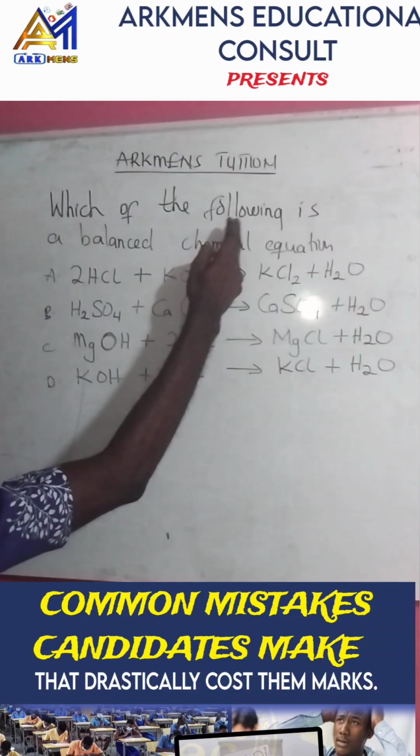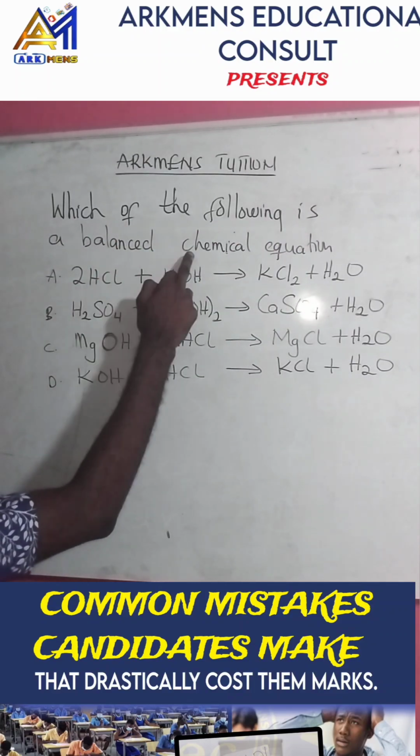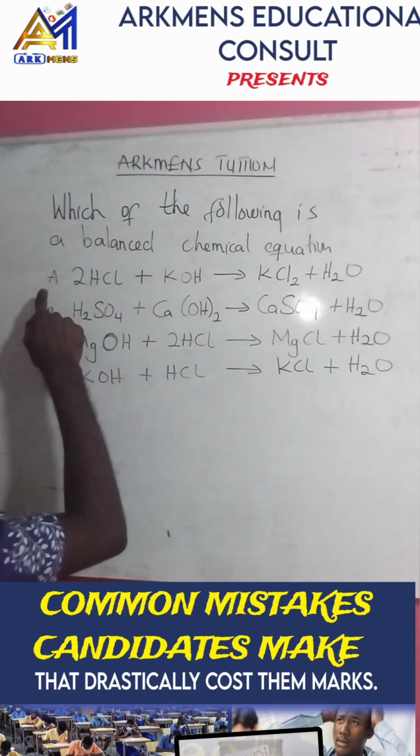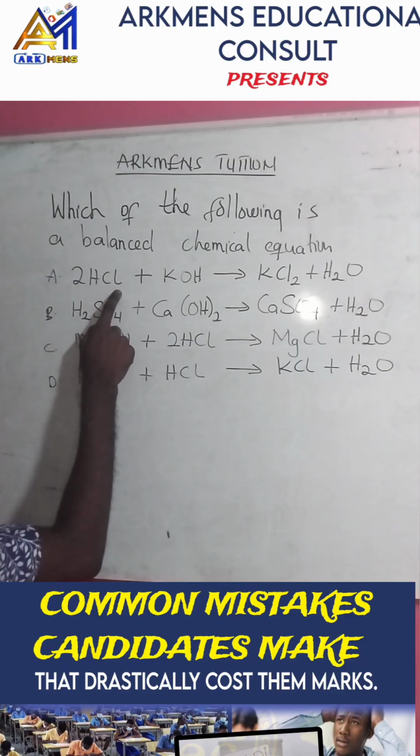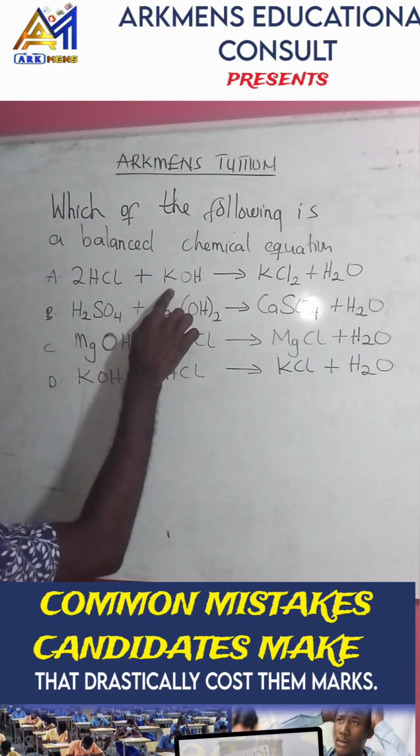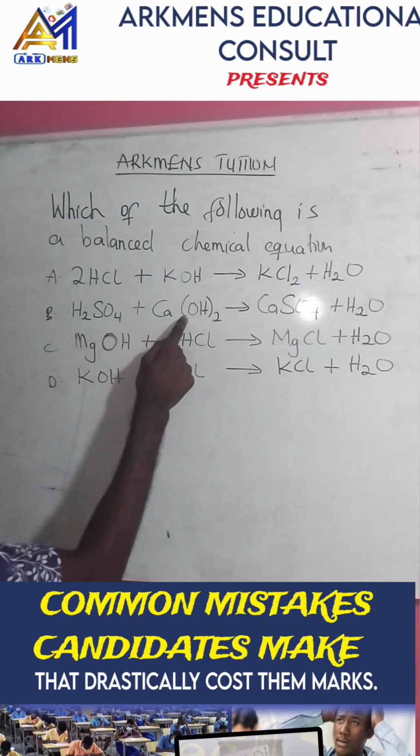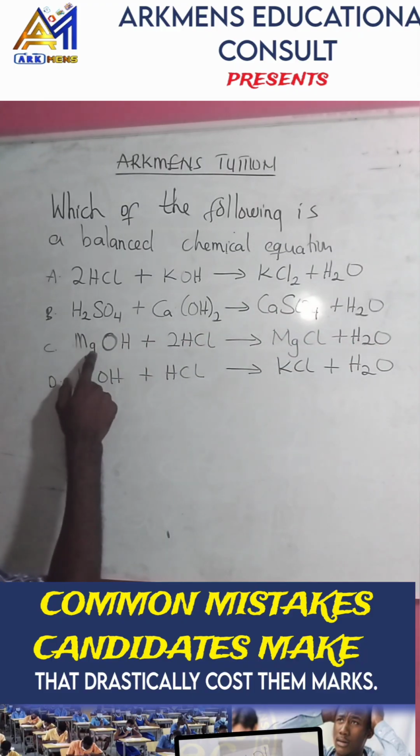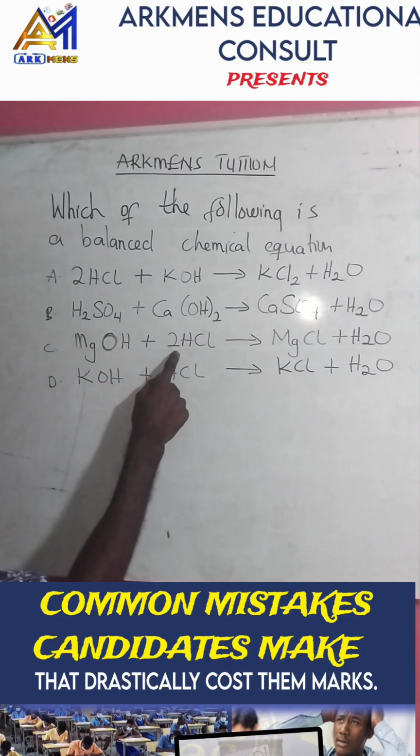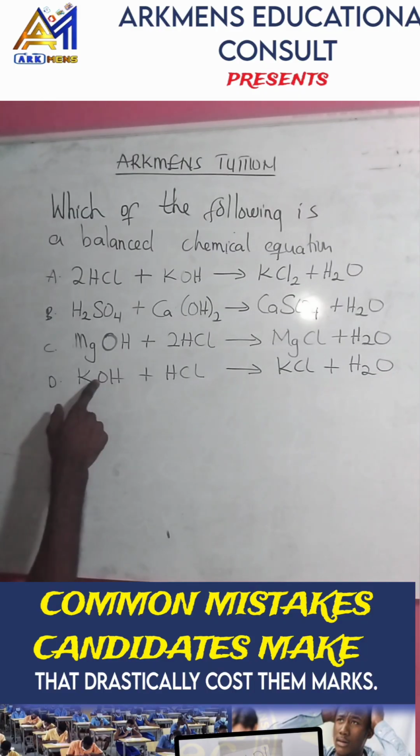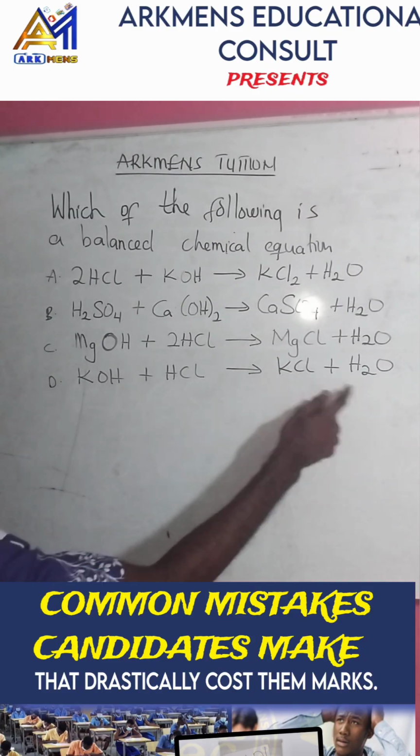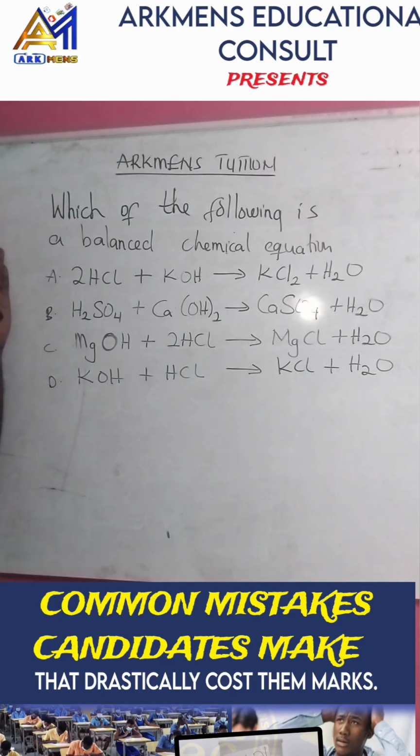Which of the following is a balanced chemical equation? So here we have A, 2HCl, which is hydrochloric acid, plus potassium hydroxide, giving this. We have B, H2SO4 plus Ca(OH)2, giving this. C, Mg(OH)2, which is magnesium hydroxide, and dilute hydrochloric acid, giving this. D, potassium hydroxide and hydrochloric acid, also giving this. Now, which of the following is a balanced chemical equation?